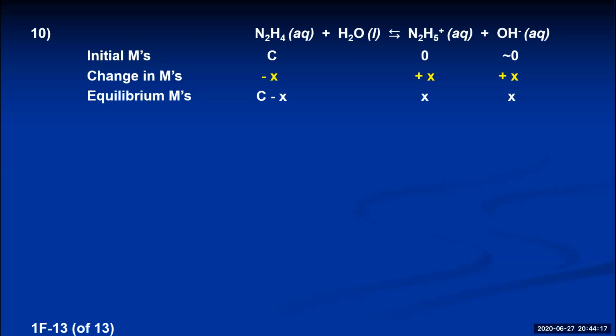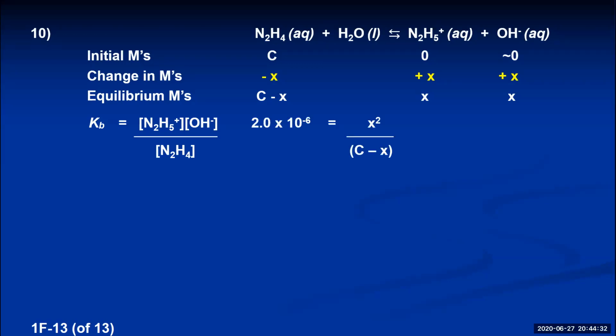Those equilibrium molarities are all related to the Kb for hydrazine through the Kb expression. Concentration of N2H5 positive multiplied by the concentration of OH minus divided by the concentration of N2H4. In this case, we know the Kb, it's 2.0 times 10 to the minus 6th, and that's going to equal x squared over C minus x. We're trying to find C, but we have this x variable in there that we have to figure out first, so there has to be some clue in the problem that lets you figure that out.